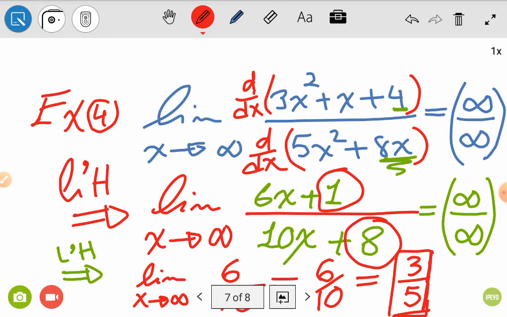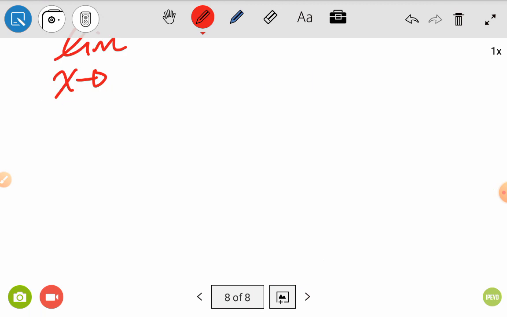Find the value of this limit, and here is another indeterminate form, which is infinity times 0. Pay attention in this example. It's example number 4 or 5, I think. Yes, example number 5.